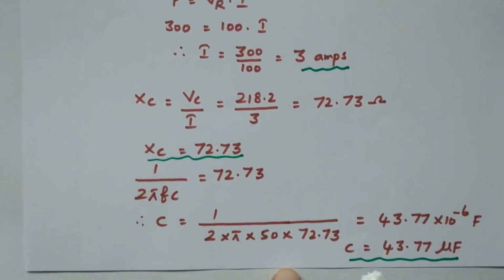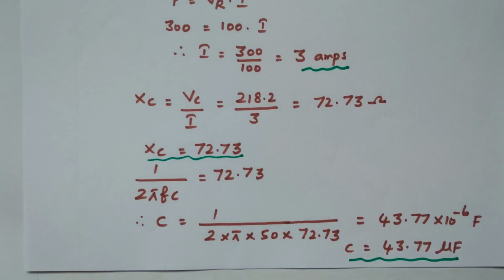For this capacitive reactance, the other formula is available: XC is nothing but 1 divided by 2 pi F C, which is equal to 72.73. We need the C value, so bring C to the numerator and 72.73 to the denominator. So C equals 1 divided by 2 into pi into the frequency 50 hertz and this XC value 72.73. By simplifying this, we get 43.77 into 10 to the power minus 6 farad, which can be written as 43.77 microfarad. 10 to the power minus 6 means micro. So now we have calculated the capacitor value.